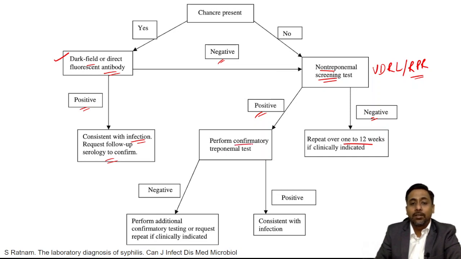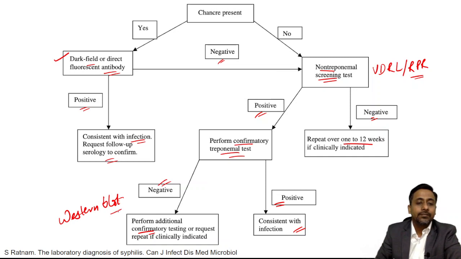So perform the confirmatory treponemal test. If that confirmatory test is positive, then it is consistent with infection. If that confirmatory test is negative, can we tell that it is not a case of syphilis? No. Then we have to perform an adjunct confirmatory test apart from the primary or main confirmatory test. We should perform an adjunct confirmatory test which can confirm the diagnosis. And the adjunct confirmatory test which we commonly perform is Western blot.